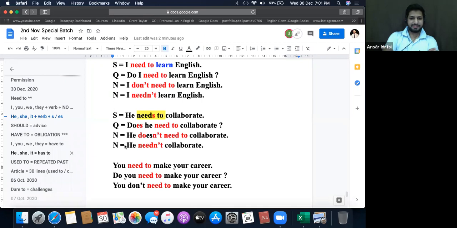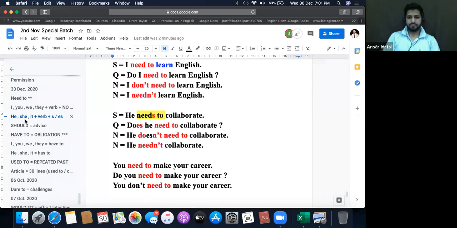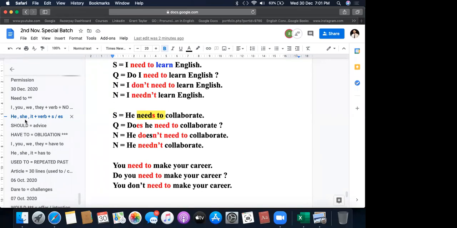Very good. Next. We need to analyze the data. Do we need to analyze the data? We don't need to analyze the data. Good. You need to rewrite the mail. Do you need to rewrite the mail? You don't need to rewrite the mail. Good. You need to prepare the food. Do you need to prepare the food? You don't need to prepare the food.